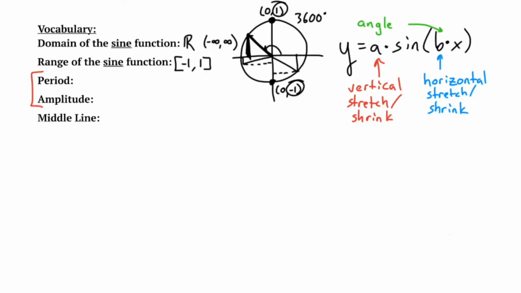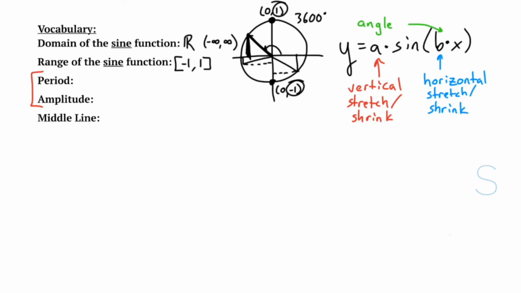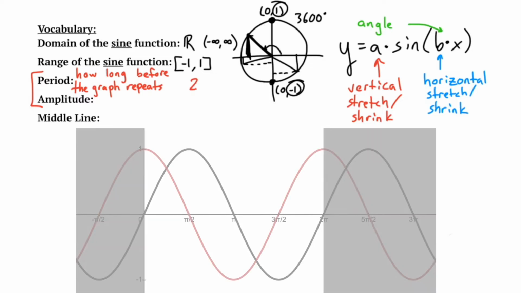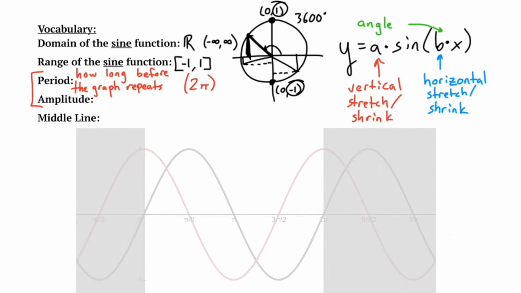Period and amplitude are two other terms that are really important in describing sine and cosine functions, and that's because these graphs all belong to a family of functions called periodic functions. We call them periodic because they go on in both directions forever and ever, and they follow this very repetitive pattern. So the period of a sine graph is how long it takes before the graph repeats. For sine and cosine functions, it's generally 2 pi. Now later when we horizontally stretch or shrink the graphs, that's going to change the period, so this will change the formula, but it always starts out as 2 pi.